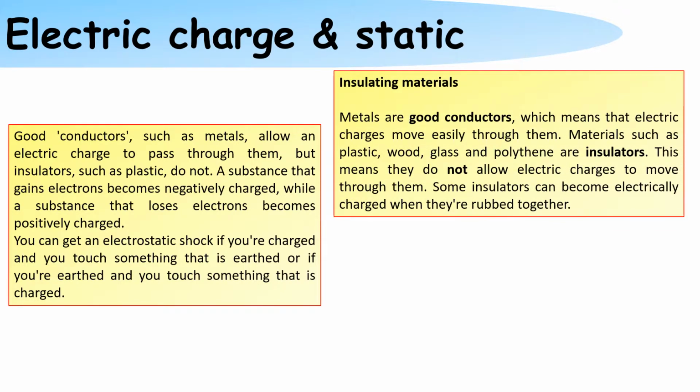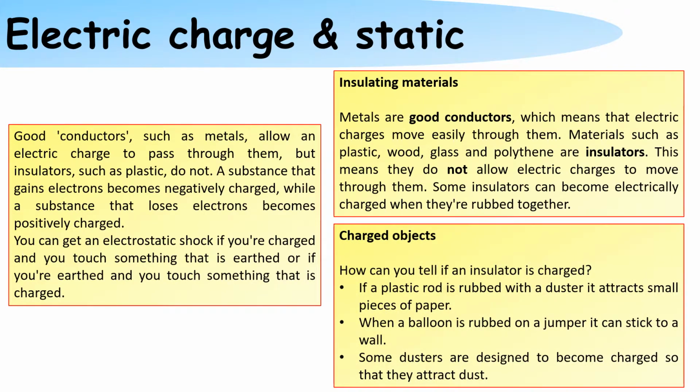Metals are good conductors, which means that electrical charges move through them easily. Materials such as plastic, wood, glass and polythene are insulators. This means that they do not allow electrical charges to move through them. Some insulators can become electrically charged when they are rubbed together.